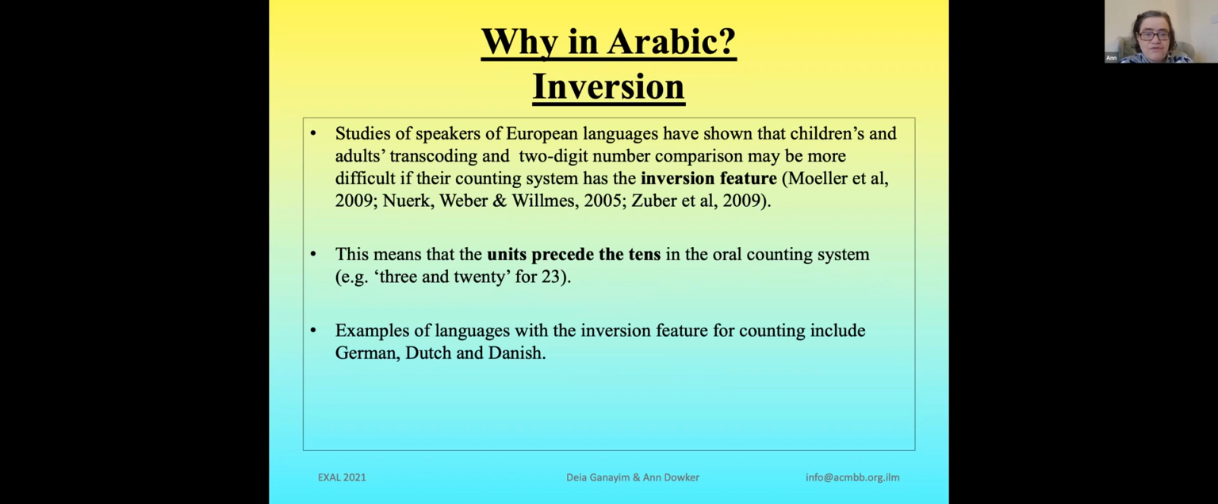And studies of speakers of European languages have shown that children's and adults' transcoding and two-digit number comparison may be more difficult if their counting system has the inversion feature, i.e. the units precede the tens in the oral counting system, like three and twenty for 23 written. And examples of languages with the inversion feature for counting include German, Dutch, and Danish, and as we will discuss, Arabic. Next slide.